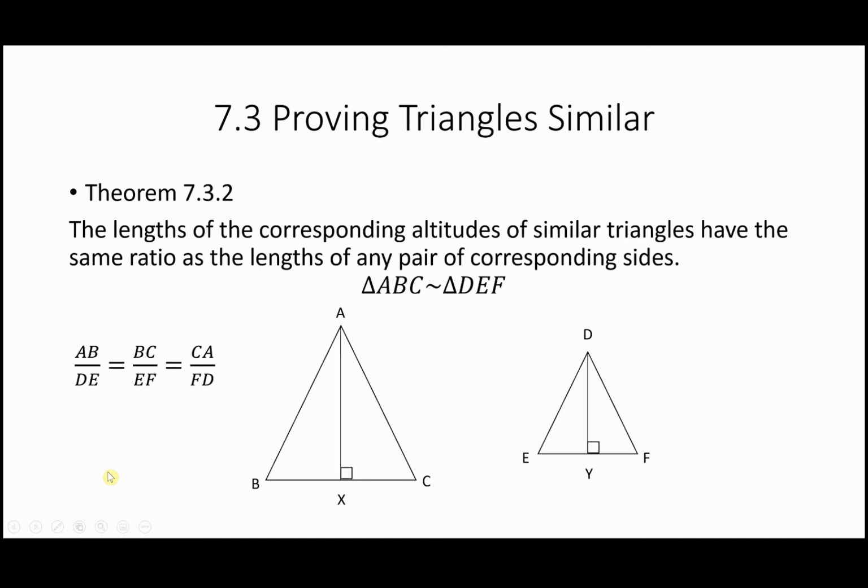So throw altitudes in the mix. For triangle ABC, the altitude is presented here as line segment AX. The altitude for triangle DEF is line segment DY. They are also in proportion with all of the corresponding side lengths as well. Okay, so that's the thing you get to conclude from this particular theorem. All right, hopefully that's sufficient, but if we need to discuss this more, please let me know in class.